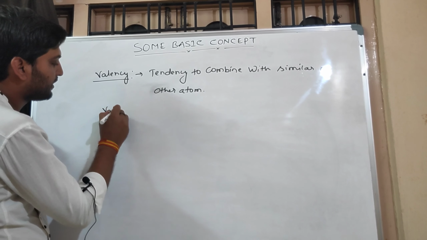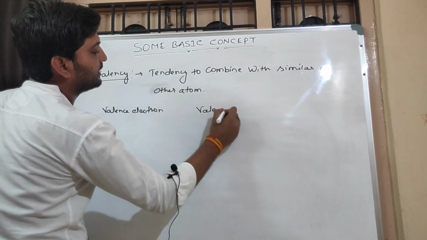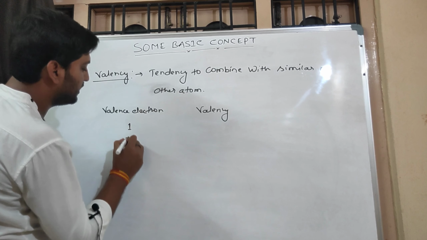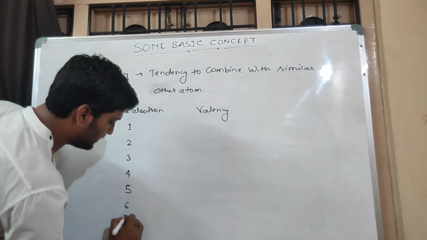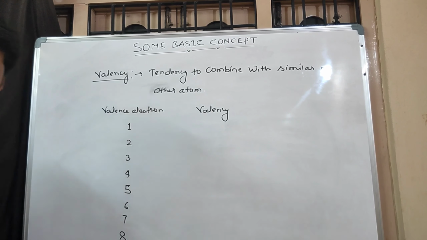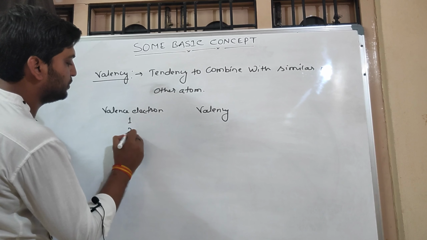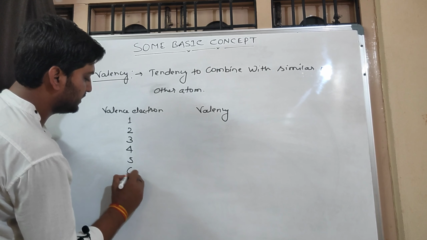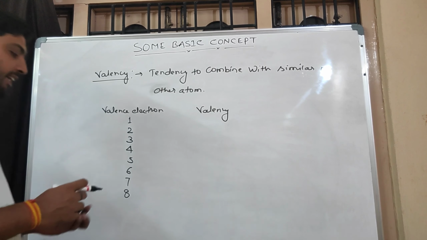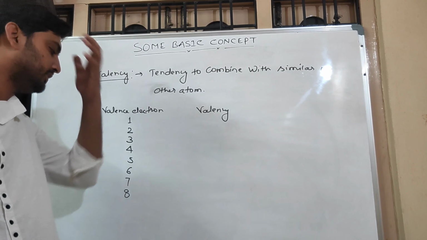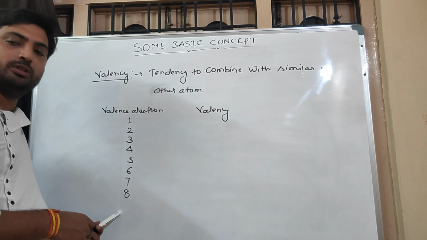Just see, valence electron, valency. Suppose the valence electron is 1, 2, 3, 4, 5, 6, 7, 8. Why only up to 8? Because the maximum number of electrons that can be present in the outermost shell of an atom is 8. So the maximum valence electron will be 8.